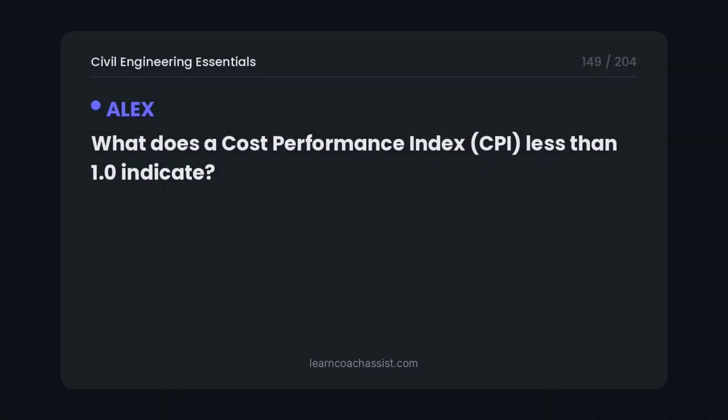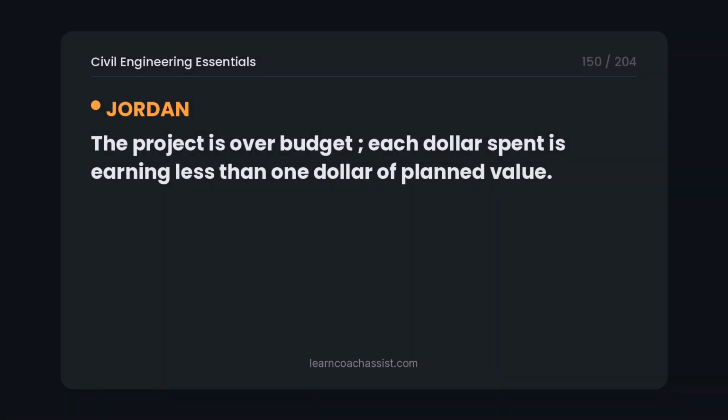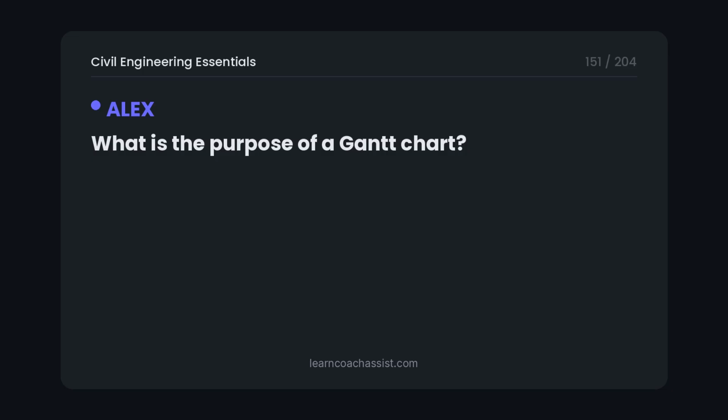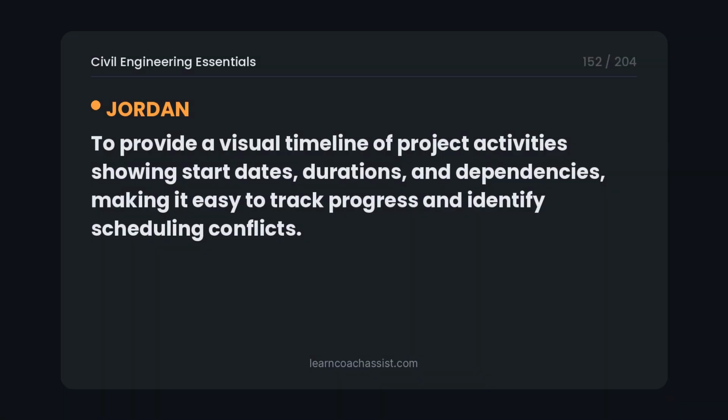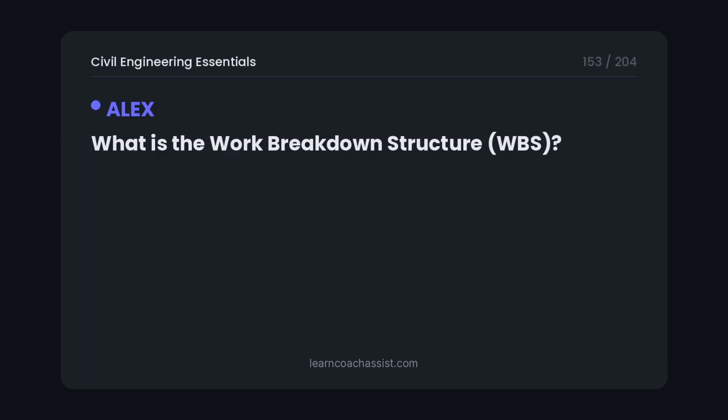What does a cost performance index, CPI, less than 1.0 indicate? The project is over budget. Each dollar spent is earning less than $1 of planned value. What is the purpose of a Gantt chart? To provide a visual timeline of project activities showing start dates, durations, and dependencies, making it easy to track progress and identify scheduling conflicts. What is the work breakdown structure, WBS?